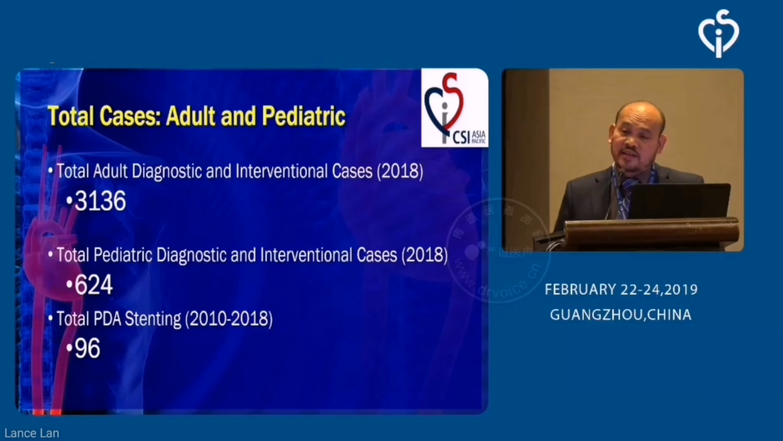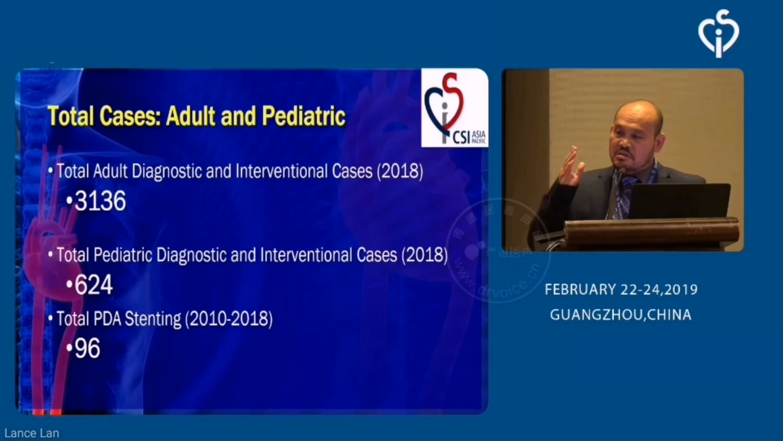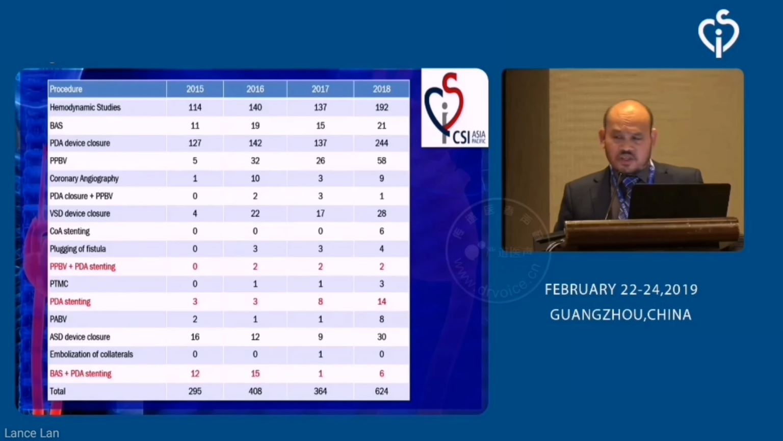And total PDA stenting from 2010 to 2018 is 96. Actually, we started way back in 2007 in collaboration with our adult counterparts, but the stenting program for PDA started in 2010. So this is the distribution of our cases: PDA stenting alone, and sometimes in combination with balloon valvuloplasty and atrial septostomy.